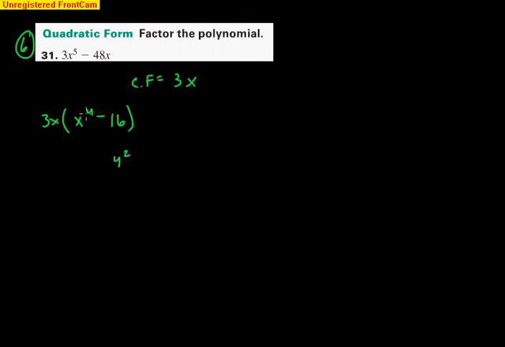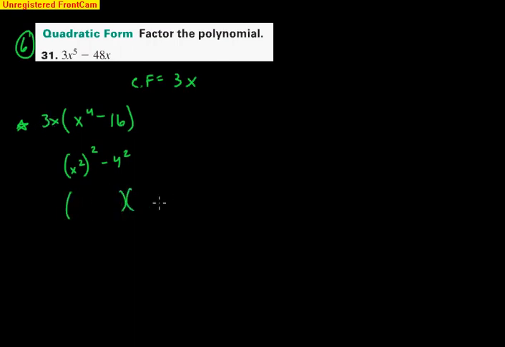16 is 4 squared. So maybe x to the 4th is a perfect square. Does something squared give you x to the 4th? Well, yeah. x squared squared. So there's a difference of perfect squares. Now, I want to put a star up here so I don't forget that 3x. It has to go in the final answer.